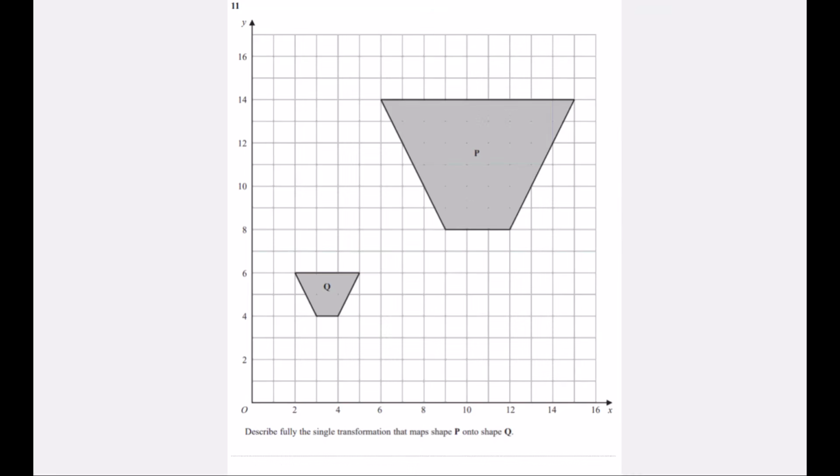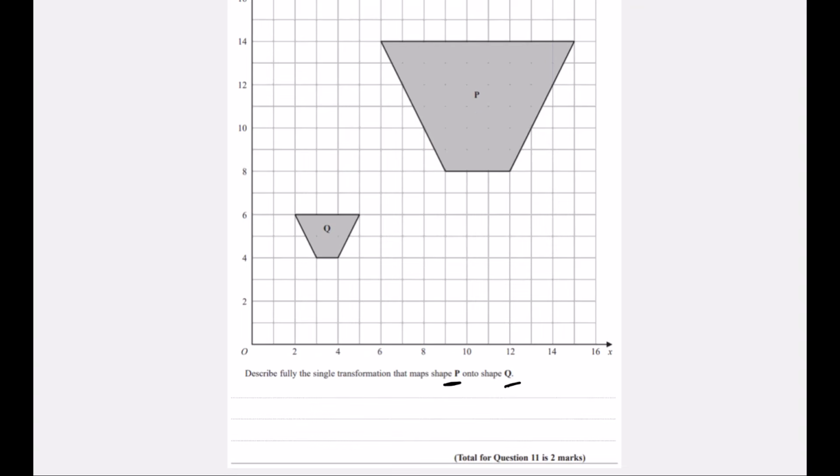Question 11. Describe fully the single transformation that maps shape P, so the big one, onto shape Q, the small one. So even though it's got smaller, it's called an enlargement. The scale factor is, so P had, well, the bottom was 3, it's now 1. The scale factor is 1/3. And what's the center of enlargement? Let's join up the points.